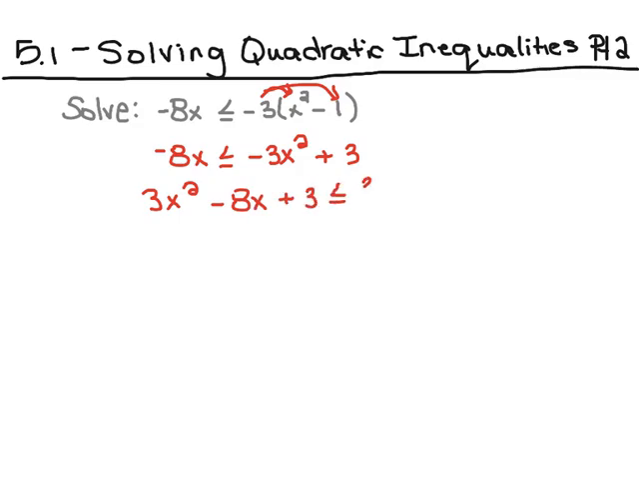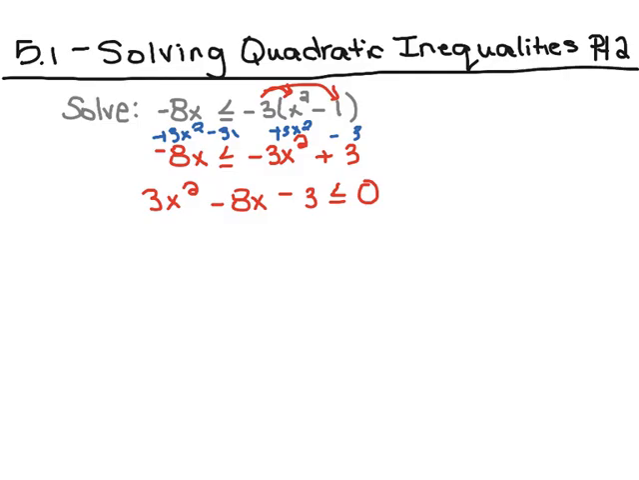And now we want to find our critical values. That should be a minus 3. So we subtracted 3 from both sides and added 3x squared to both sides.